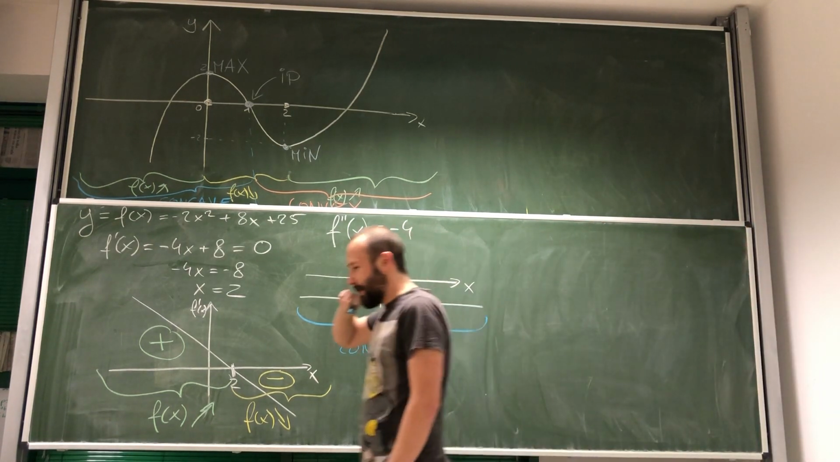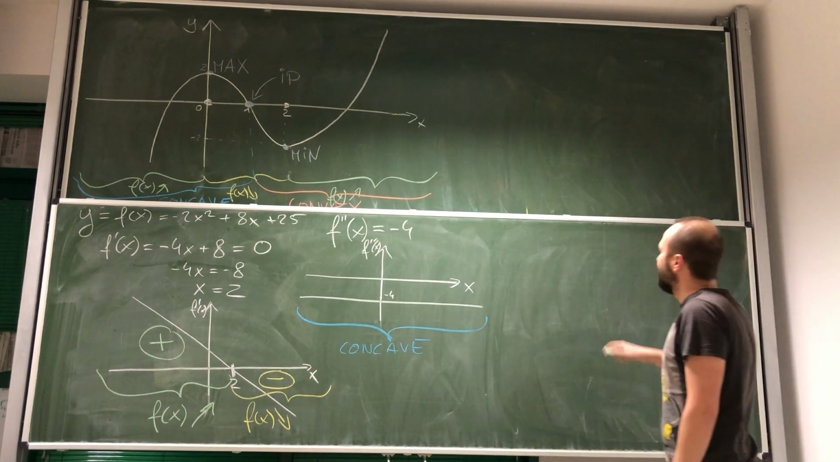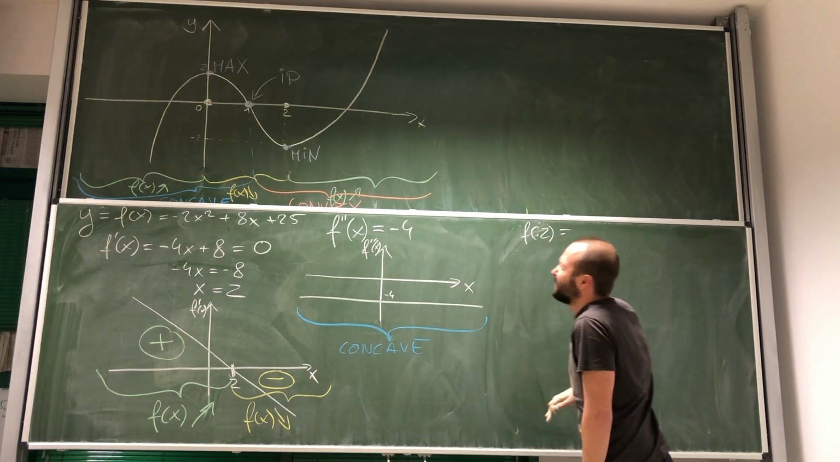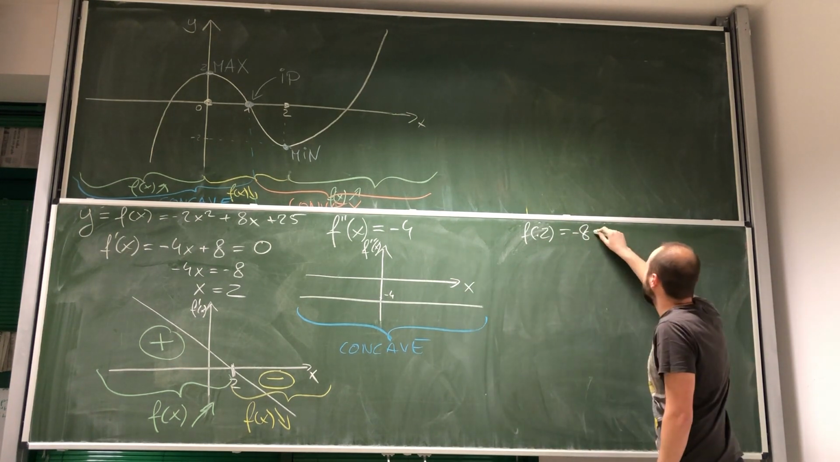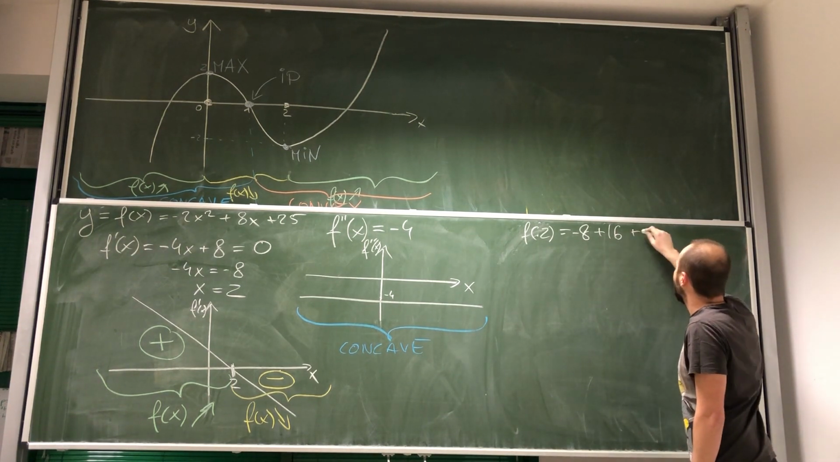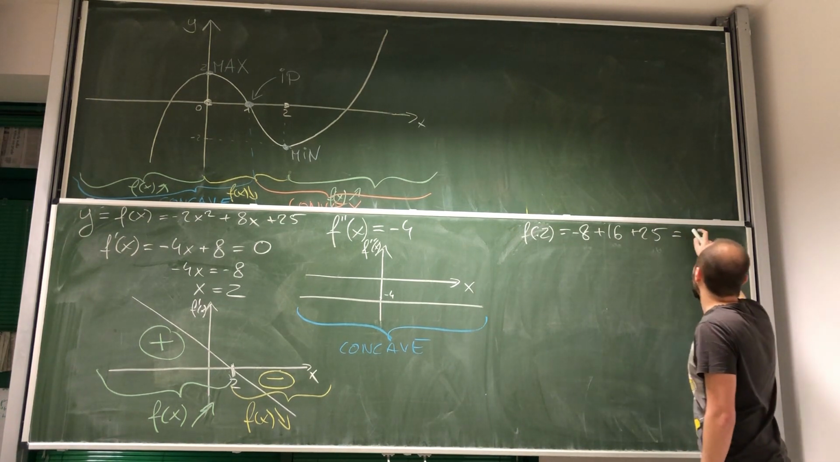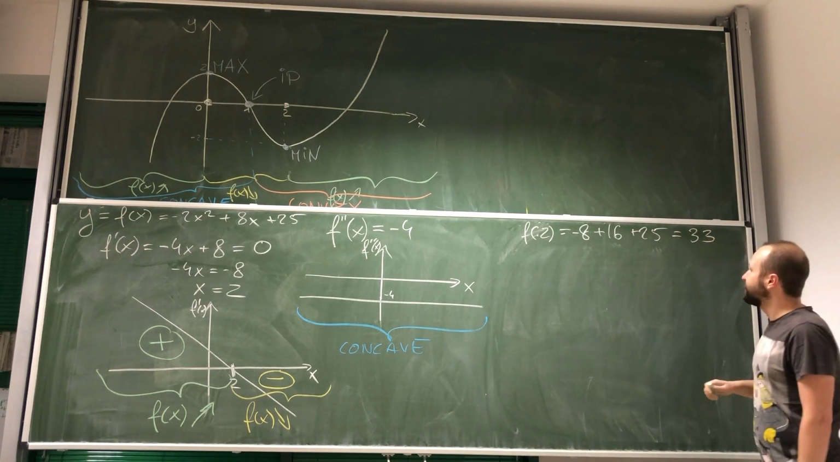Okay, so now in this case we've just got one point of interest. This point is 2, and we've got that f of 2 is equal to 4 times -2 is -8 plus 8 times 2, which is 16, and plus 25. This is giving us 8 plus 25, 33.